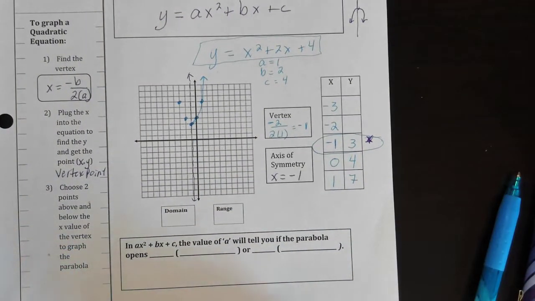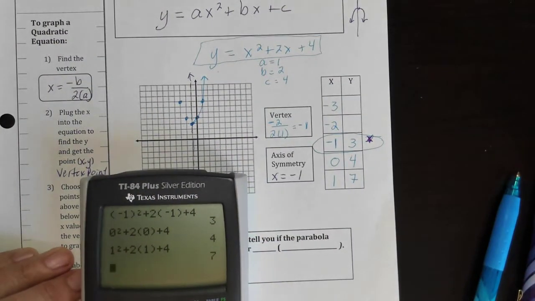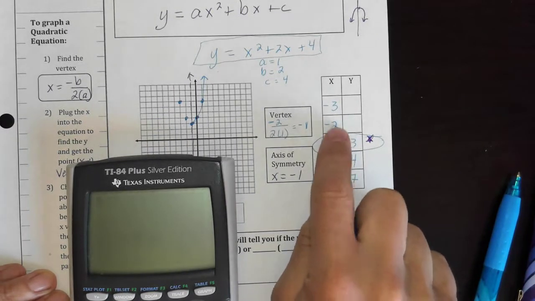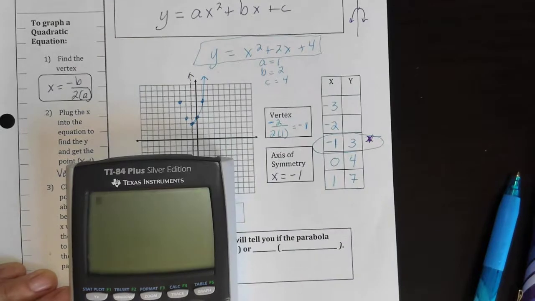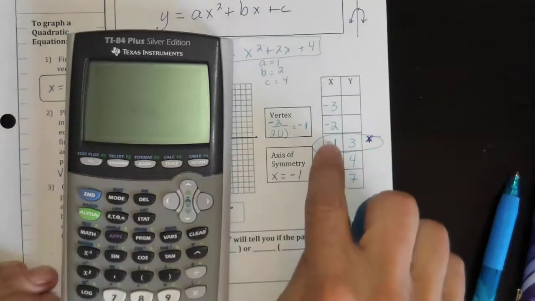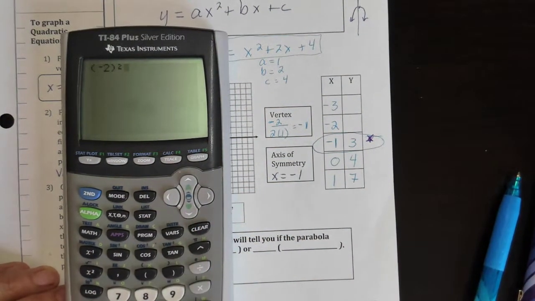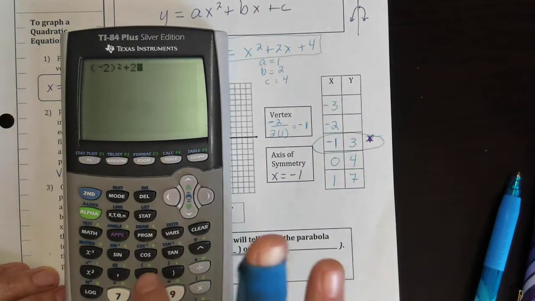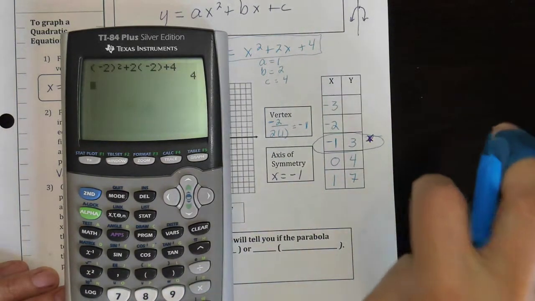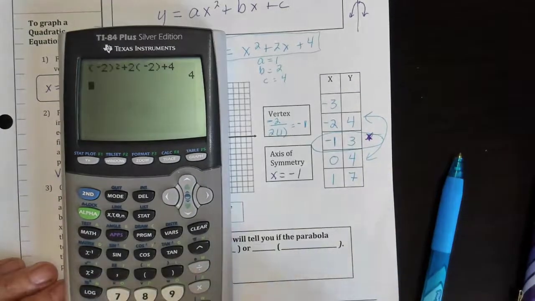All right, let's verify, because you can do it on the graph like this, and then check using algebra, or you can use the formula. So let's just check our formula and see if it matches with what I have here. So I'm going to put in a negative 2 for the x squared, so remember parentheses, plus 2 times a negative 2 plus 4, and I get 4. What do you know? These two match. That checks for our symmetry.